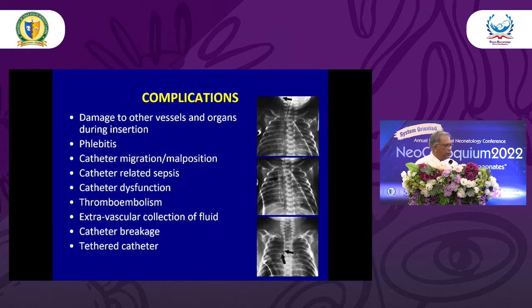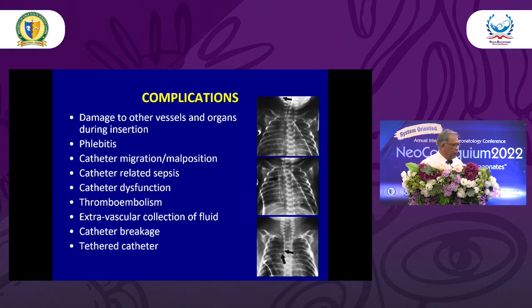Different complications associated with a long line are damage to other vessels and organs, phlebitis, catheter migration, and malposition. If you see the catheter being inserted from here and it's going up into the jugular rather than coming down, or a lot of catheter inserted and it is kinking inside the heart, or a catheter that has curled from here and is going to the other side, the position needs to be confirmed at the time of insertion.